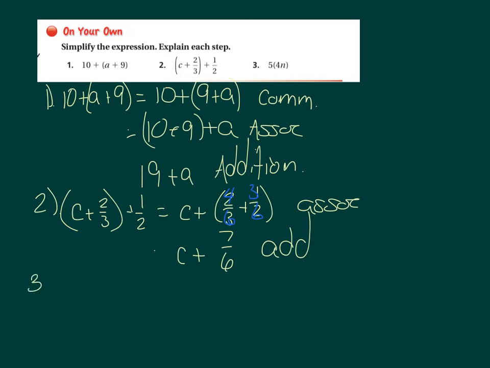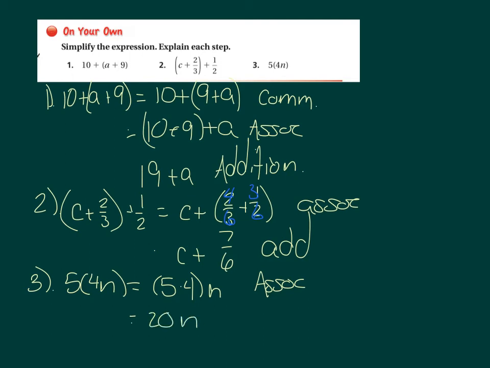Number 3, we have 5 times 4n. All we need to do is change what's grouped, so 5 times 4 needs to be grouped together, and then n on the outside. That was the associative property for grouping. And then 5 times 4 gives us 20 times n. That's just multiplication property.